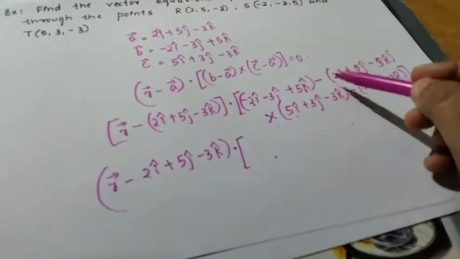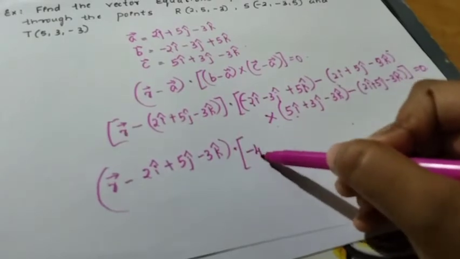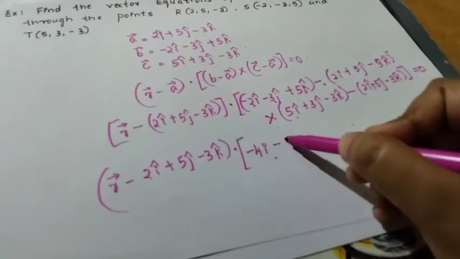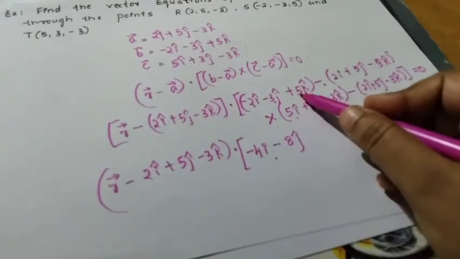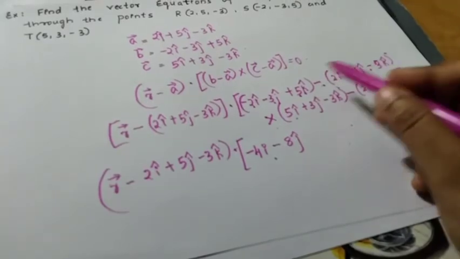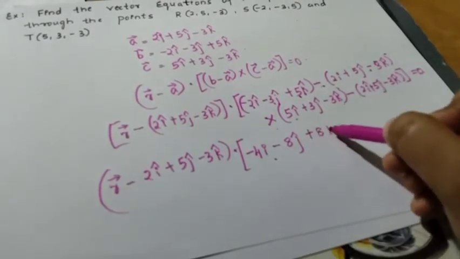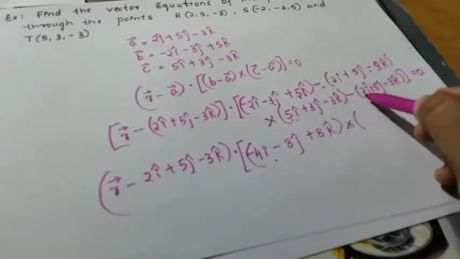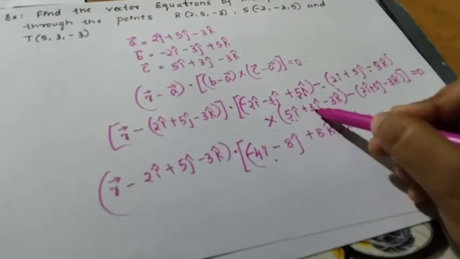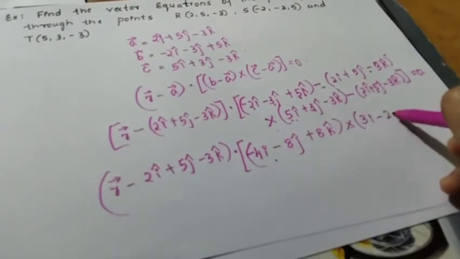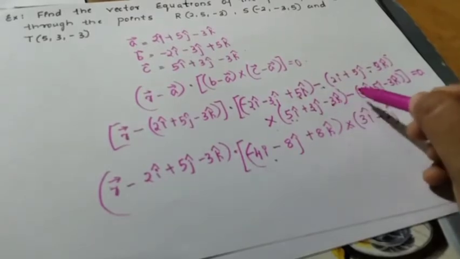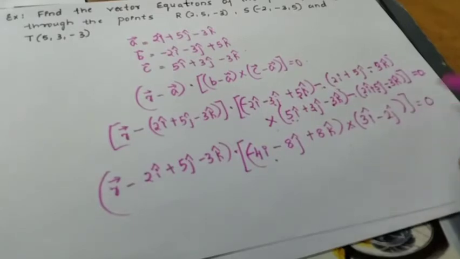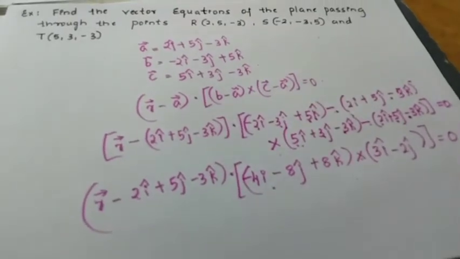Okay, minus 2i becomes minus 4i. Minus 3j minus 5j becomes minus 8j. Plus 5k, minus into minus plus, 5 plus 3 becomes 8k. Cross product with 5 minus 2, 3i, 3 minus 5, 2j, minus 3k, minus into minus plus 3k becomes 0. So this is equal to 0. This is itself the vector equation.